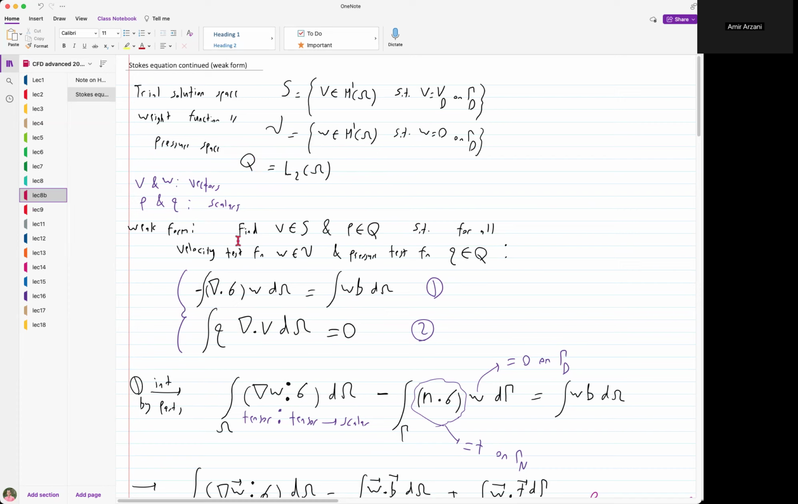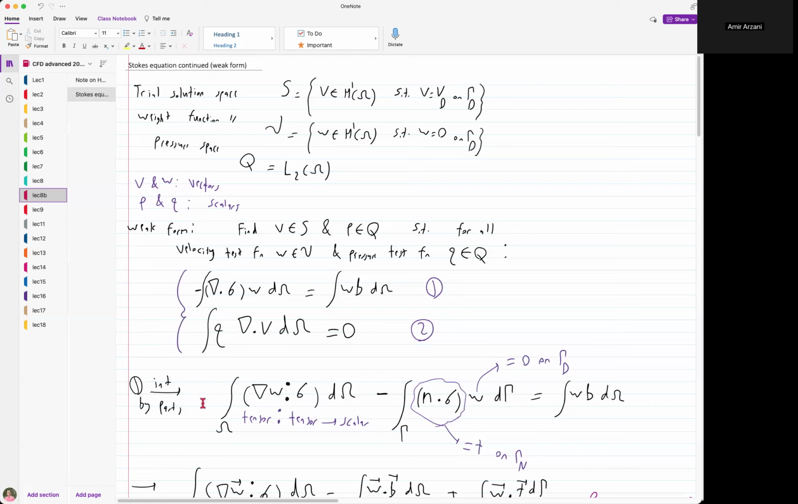So the weak form becomes as follows. We want to find V and P belonging to the spaces S and Q, such that for any test function W belonging to the space of weight functions, and Q belonging to, again, the space of capital Q, these two equations are satisfied. The first equation is just our momentum equation for the Stokes equation, multiplied on both sides by the weight function W and integrated. And the second one is simply the divergence-free condition, conservation of mass, multiplied by Q and integrated.